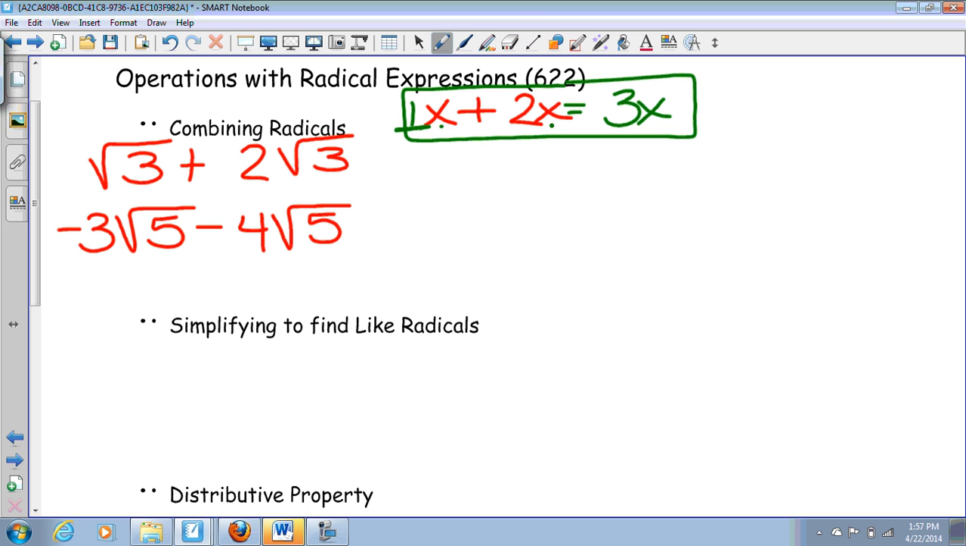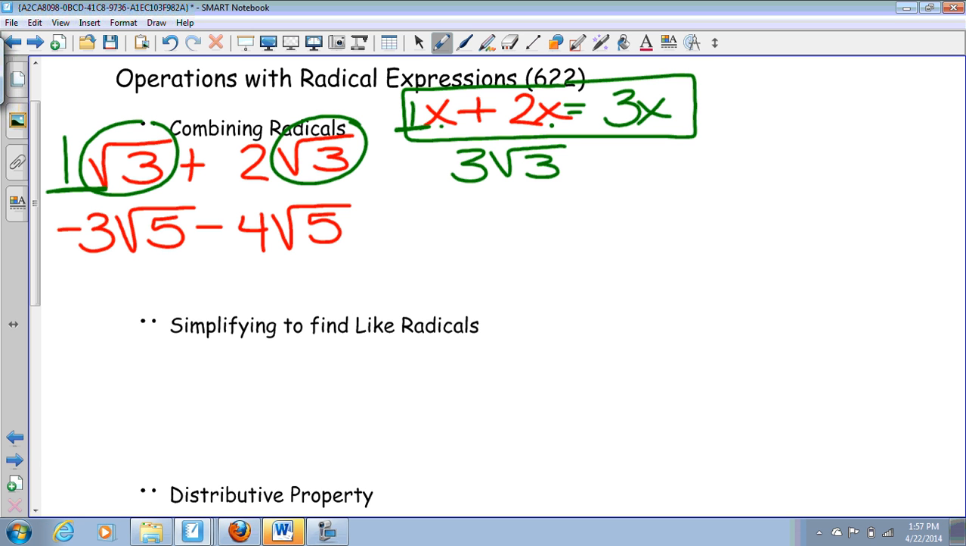Essentially, our radicals are the same way. Our radicals are going to act like our variable parts. As long as our radicals, or radicands, are the same, then we can add like terms. This one doesn't have a coefficient in front of it. What do you think I can put there? I can put a 1. So I have 1 times the square root of 3 plus 2 more square roots of 3. That gives me 3 square roots of 3.